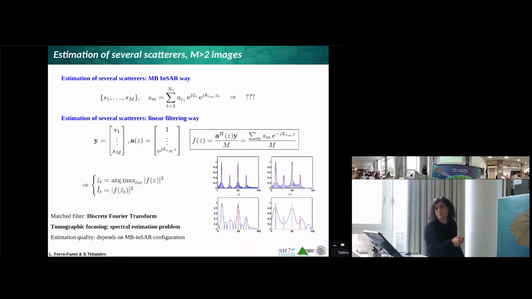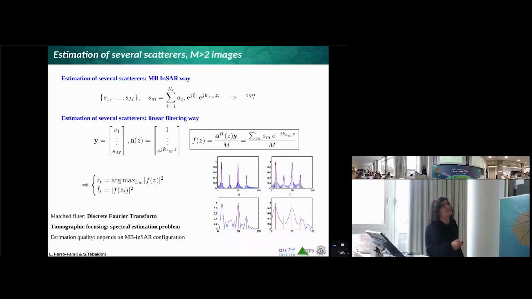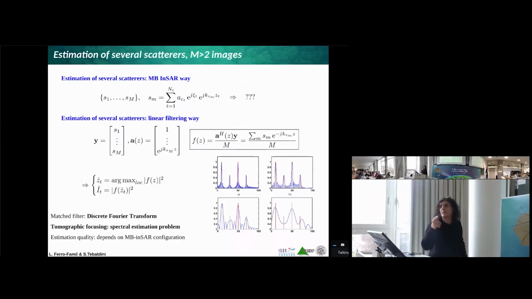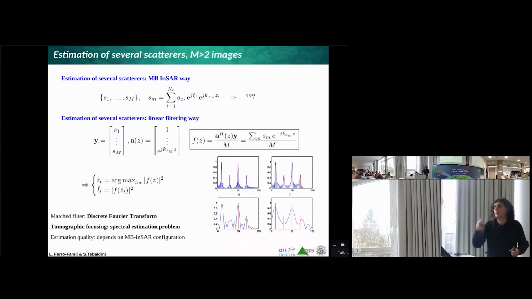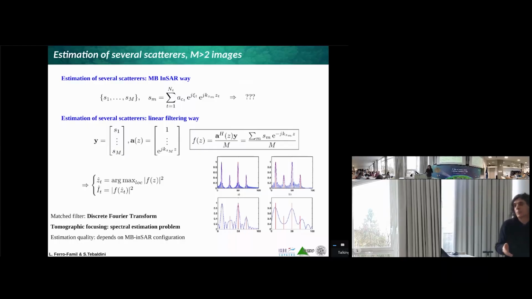If you apply a Fourier transform to your data, then suddenly you will refocus the responses of the scatterers you have been imaging at their correct location in elevation, okay? So this is really very powerful. When you have only two images, there's no gain, of course, or even you lose time. But when you have more than two images, then it becomes almost compulsory, okay?